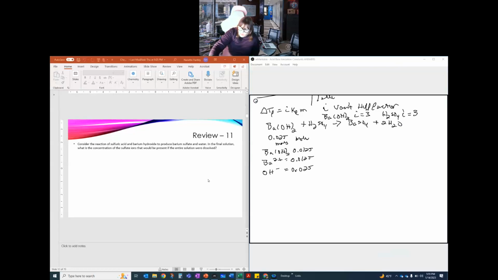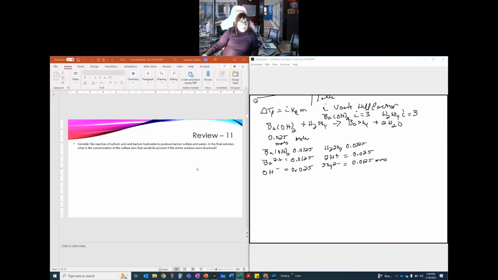My H2SO4 is going to be a similar story. So the H2SO4 as one component is the 0.0125. The 2H plus is going to be equal to the 0.025 because we have 2 of them. But that SO4 2 minus would be equal to 0.0125 moles. Okay.